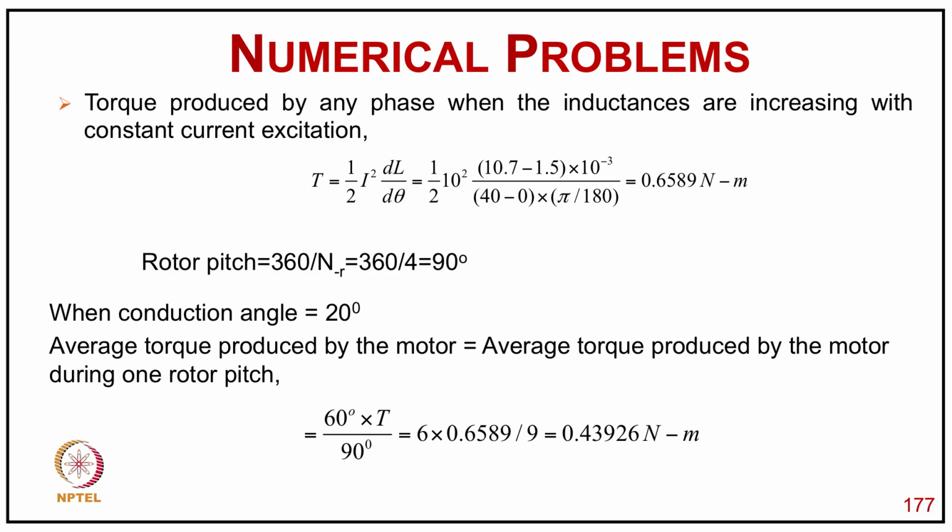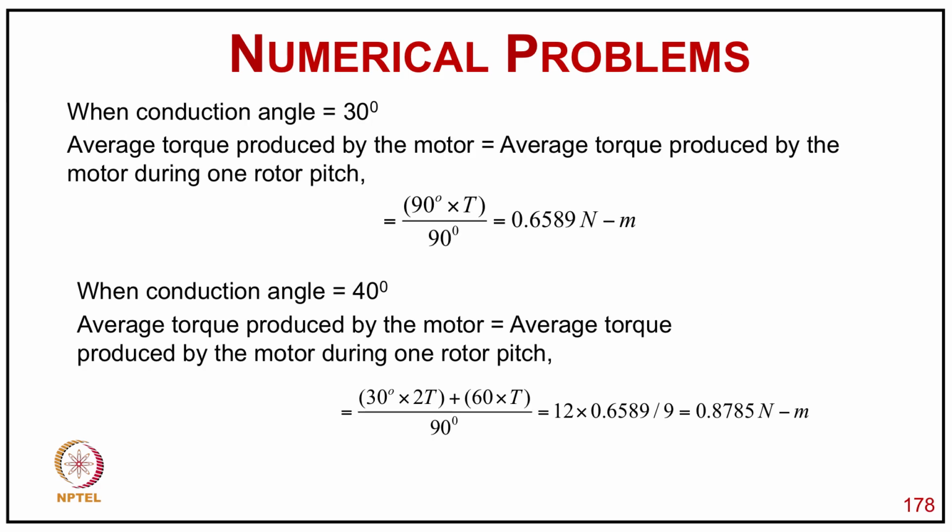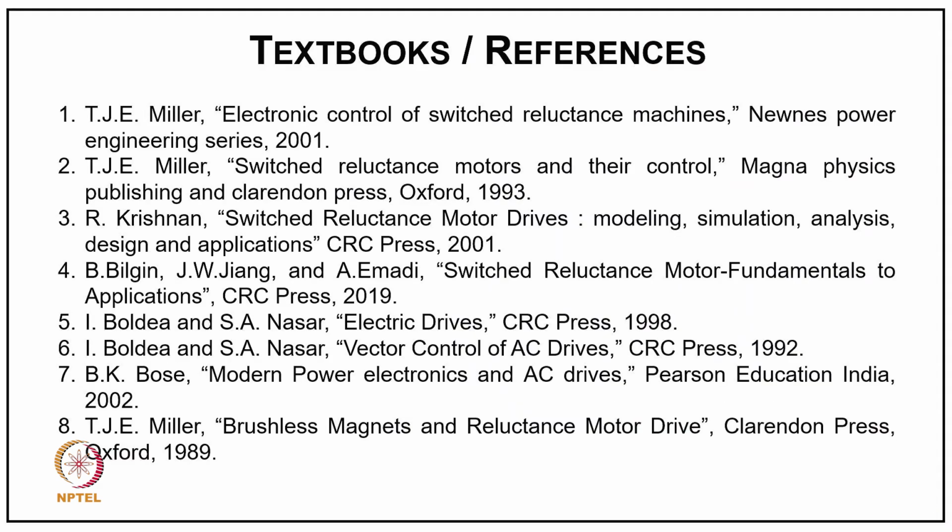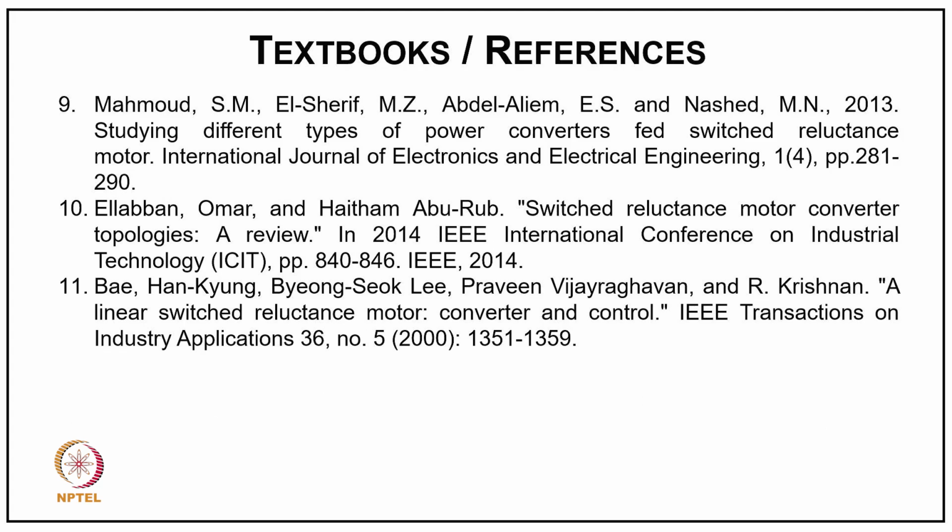The rotor pole pitch is 90 degree. When the conduction is 20 degree, the average torque produced by the motor comes to 0.4926 Newton meter. And when the conduction is 30 degree, the average torque produced is 90/90 times T, that is 0.659. When conduction is 40 degree, it comes to (30 × 2T + 60 × T)/90, putting in the values, it comes to 0.8785 Newton meter. These are the references or textbooks used to prepare this material, so you can just refer to these.